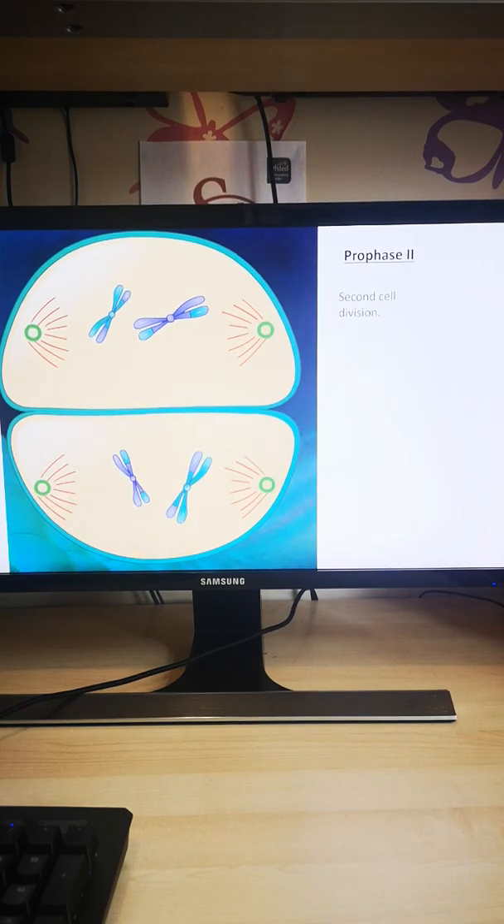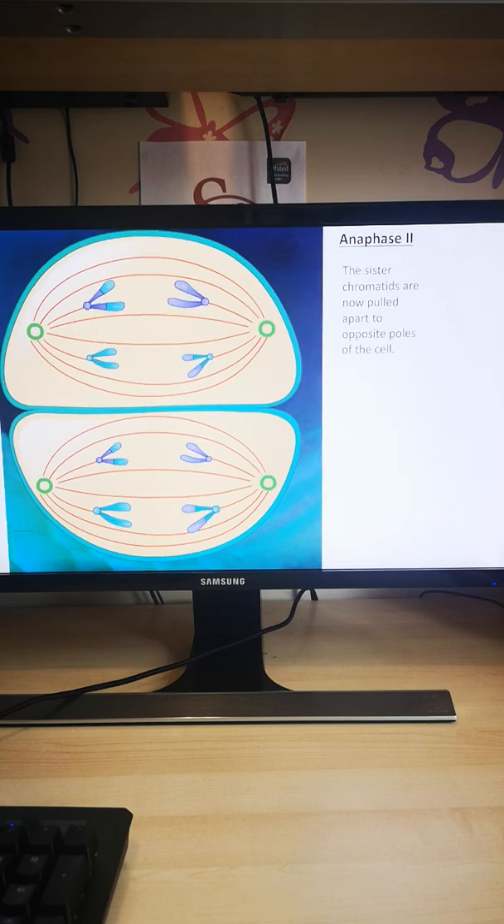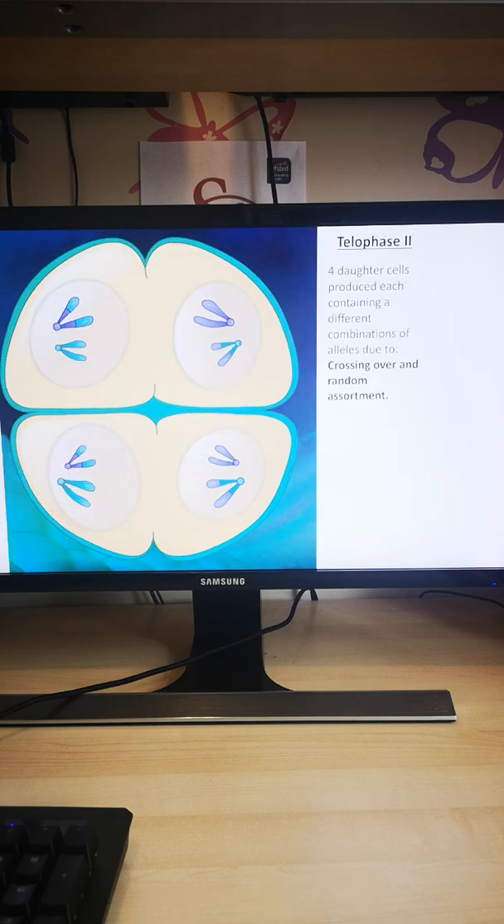Okay, so the second division is all about now, well, we've got 2 copies of each DNA molecule. We don't need that, so we're going to halve the DNA content. So this looks more like mitosis now. The chromosomes align on the equator and the sister chromatids are pulled apart this time. That means that now we've got 4 daughter cells that are produced during meiosis, and crossing over and independent segregation or random assortment has taken place, and that means that the genetic combinations of alleles in each of those daughter cells is different to each other.